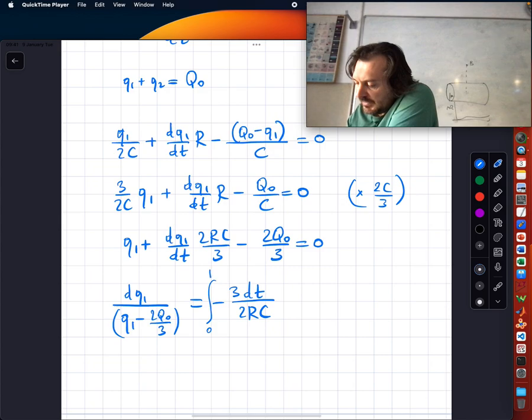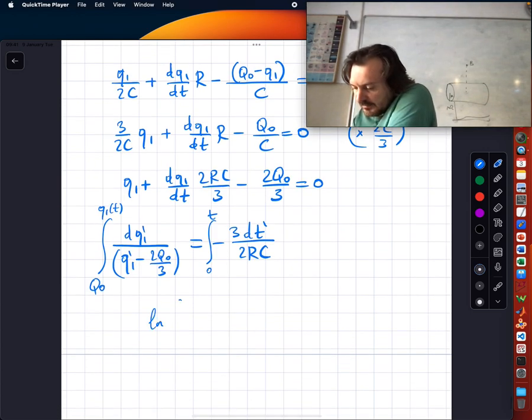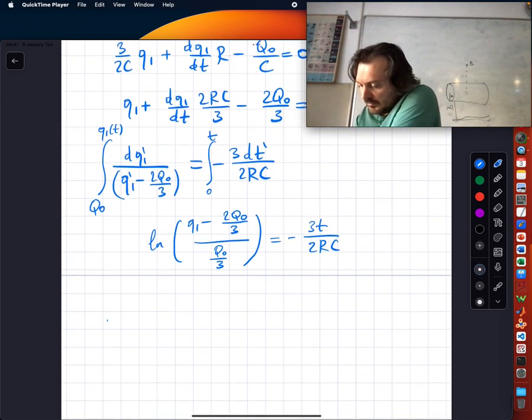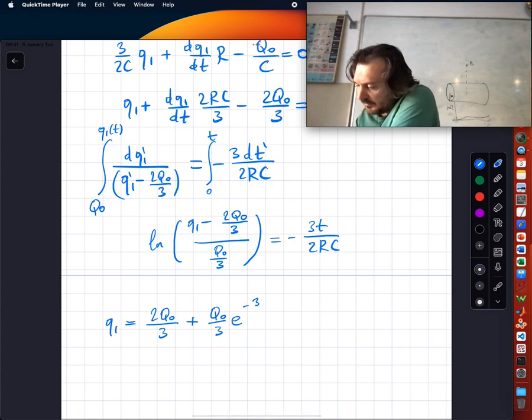So I go from 0 to t, I make it t prime. I go from Q0 for Q1, right, to any Q1 of t and make it this one, prime. So I have ln of (Q1 minus 2Q0 over 3), and below I have Q0 over 3. Then Q1 is equal to 2Q0 over 3 plus Q0 over 3 times e to the minus 3t over 2RC. Is this the correct answer?